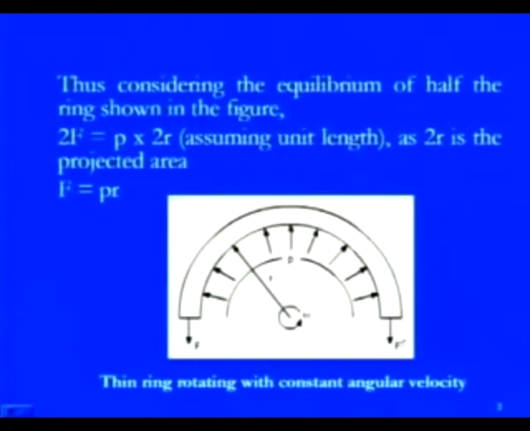Considering both portions, 2 times F is equal to P times 2R. Again, here we are assuming a unit length, that means the pressure exerted is always pressure per unit length, and 2R is the projected area, because R is the radius and the total is the diameter, since this pressure is exerting all along the diameter. So P into 2R is the effective portion of this cylinder. It gives 2 times the force exerting on the cylinder, so the force is equal to P times R.